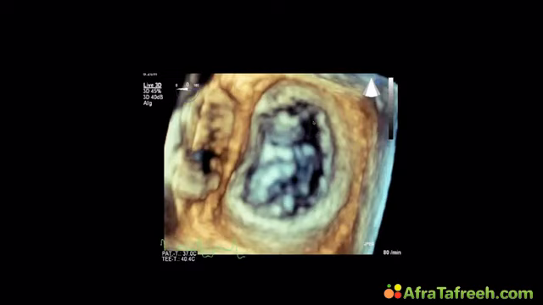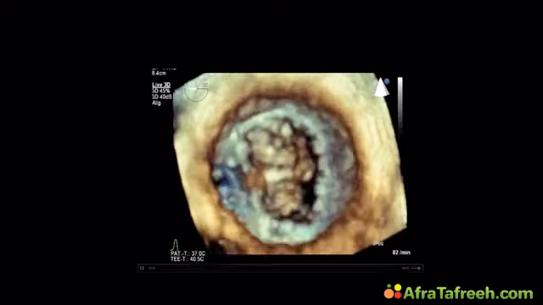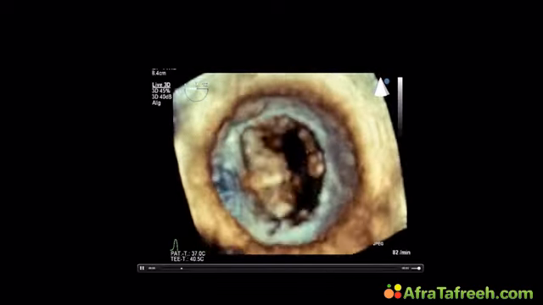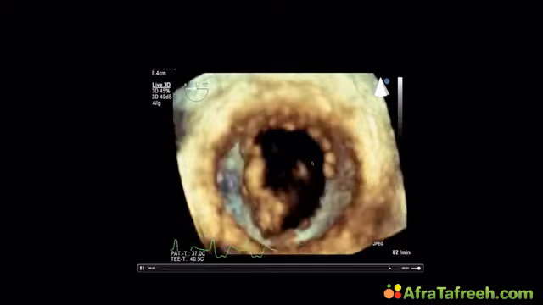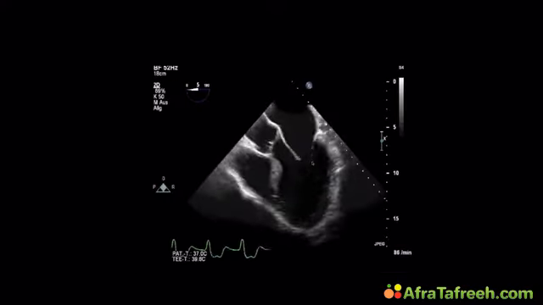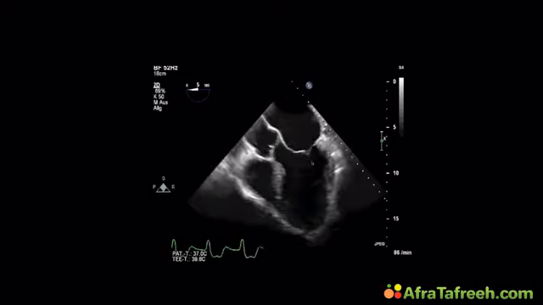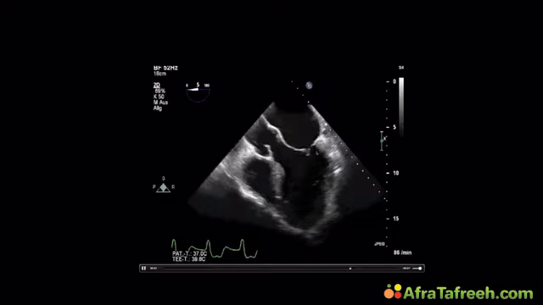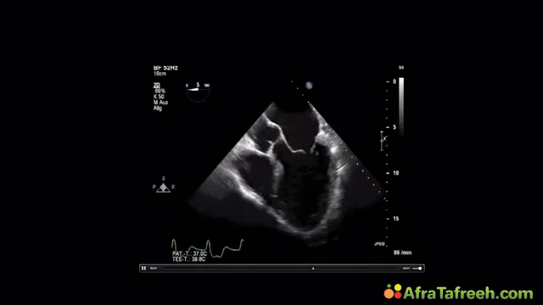All right, here again, this is the view from the apex. You see the position is as if it is just not moving. Okay, so with a bit of practice, you can even see leaflet restriction with the help of 3D echo. But if you want to have my honest opinion, I think it's easier to see restriction on a 2D image.